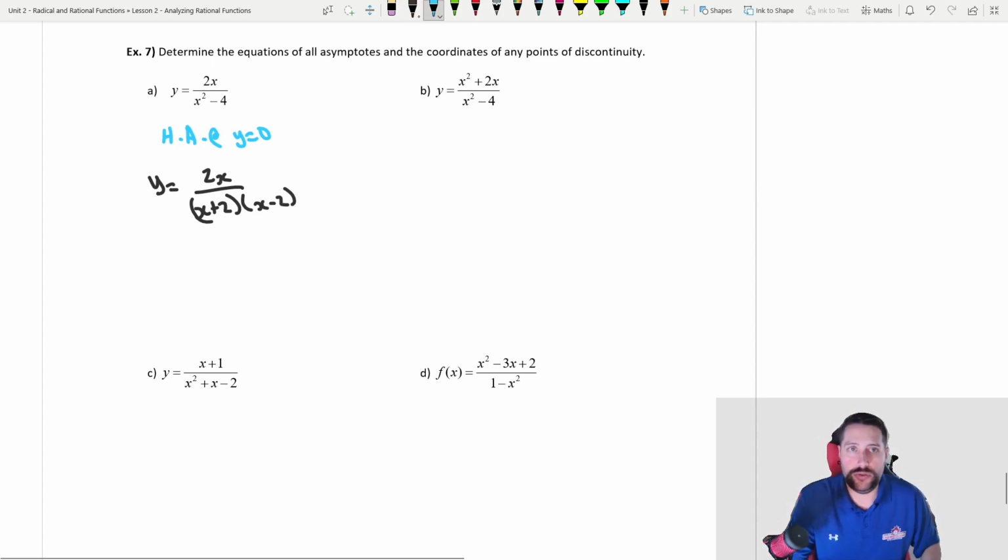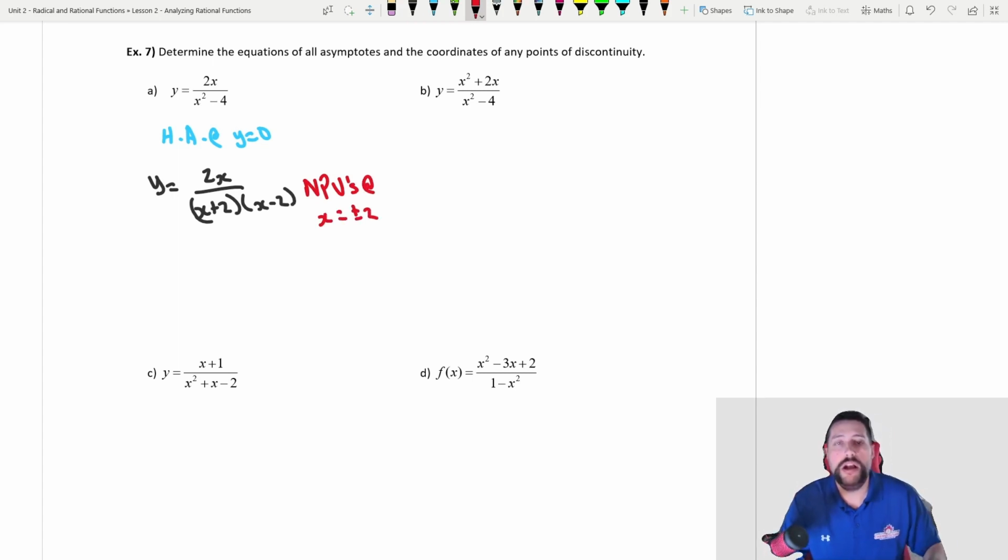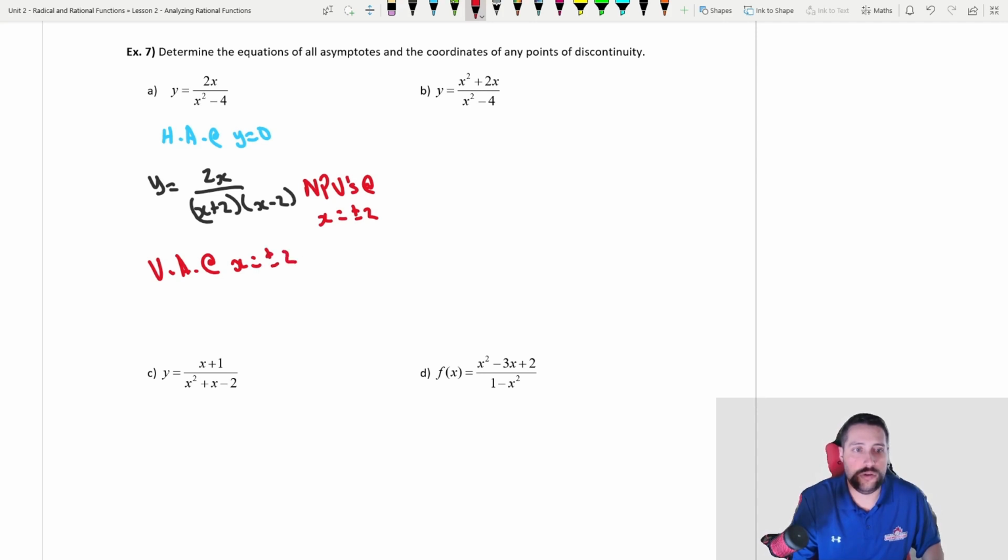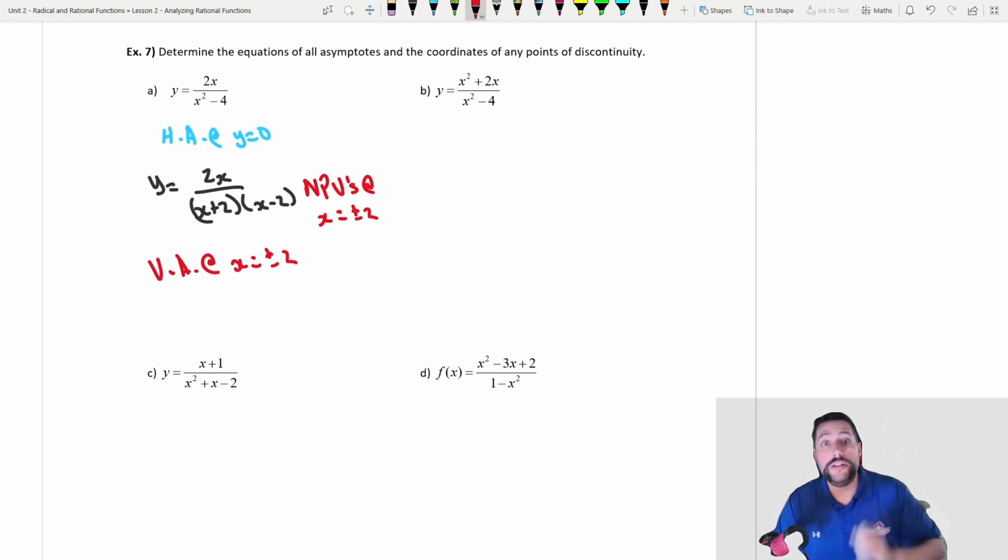Before we get to that, we have NPVs at x is equal to positive or negative 2. Because nothing cancels, we have vertical asymptotes at x is equal to positive or negative 2. I personally like to do horizontal asymptotes first because there's no factoring required. You're just looking at the function itself and determining which degrees are higher, numerator and denominator, and then determining the horizontal asymptote from that. Then you get into factoring and determining the vertical asymptotes and points of discontinuity. Let's try the next one.